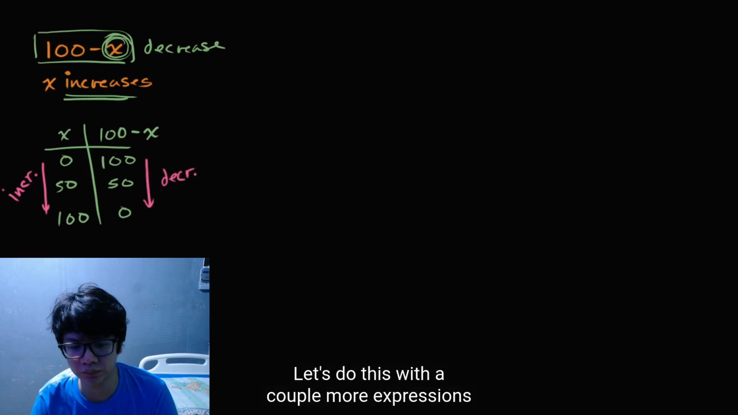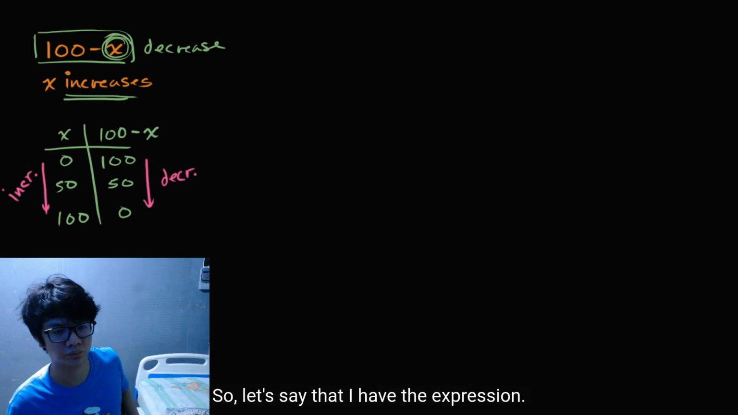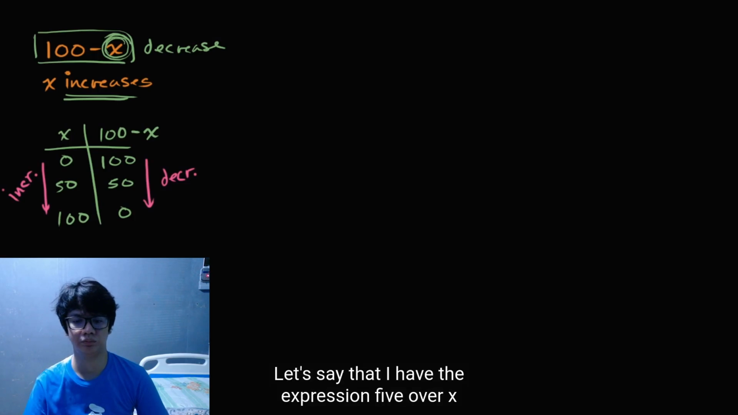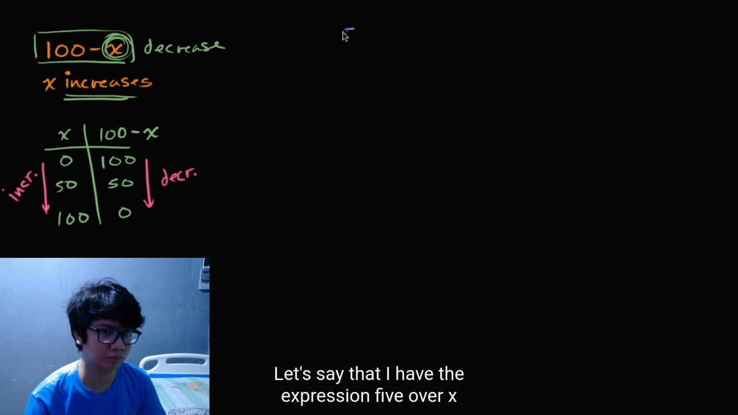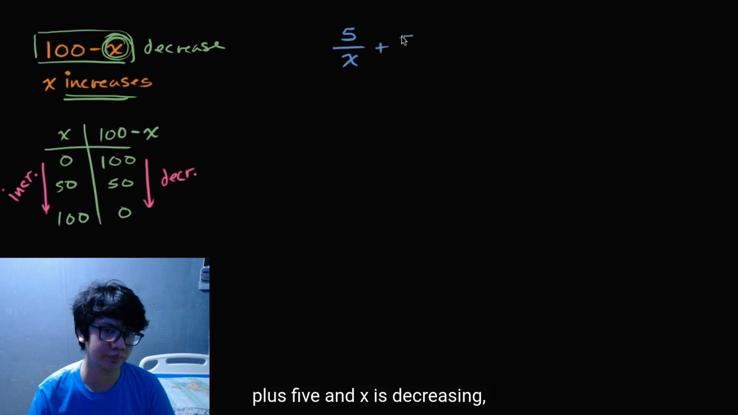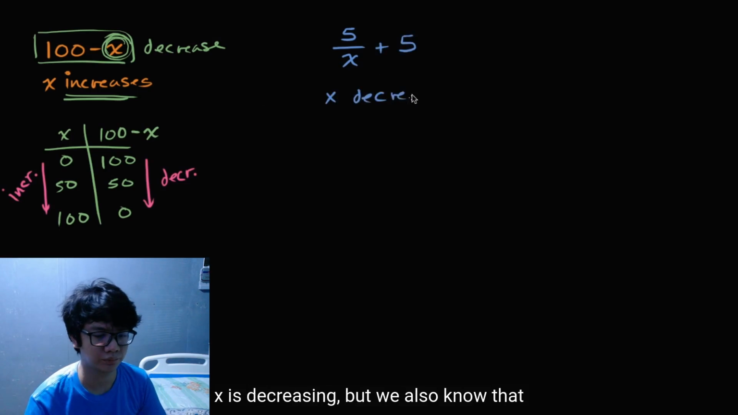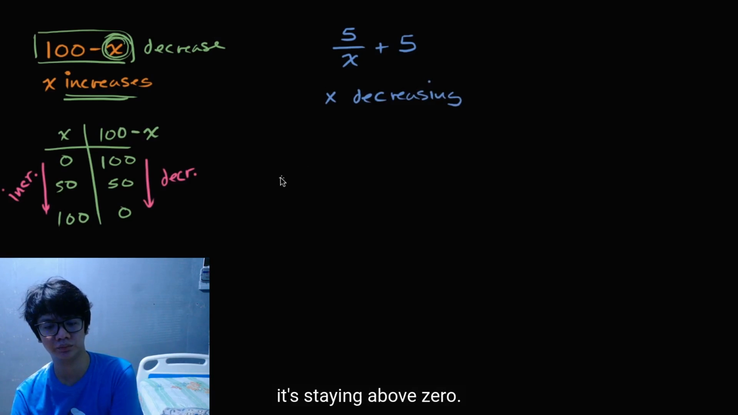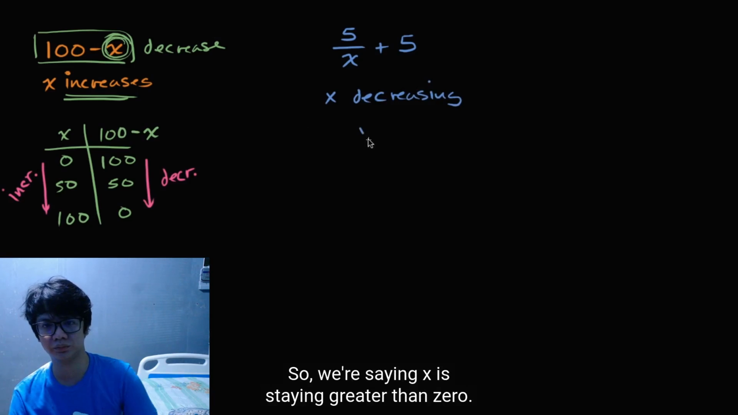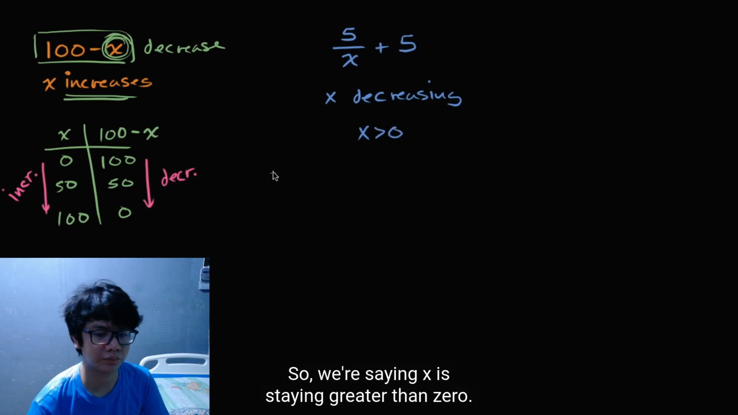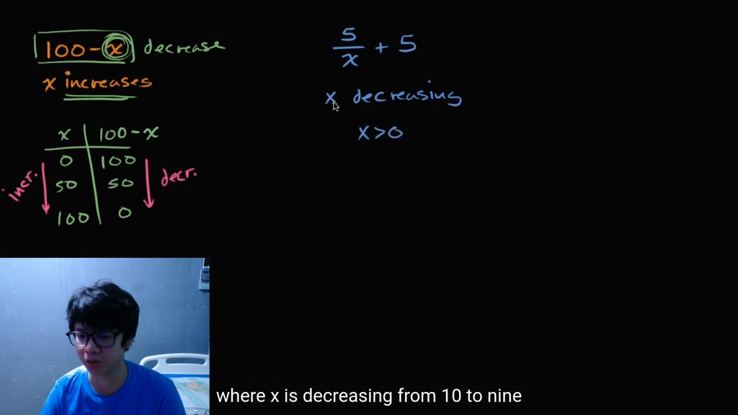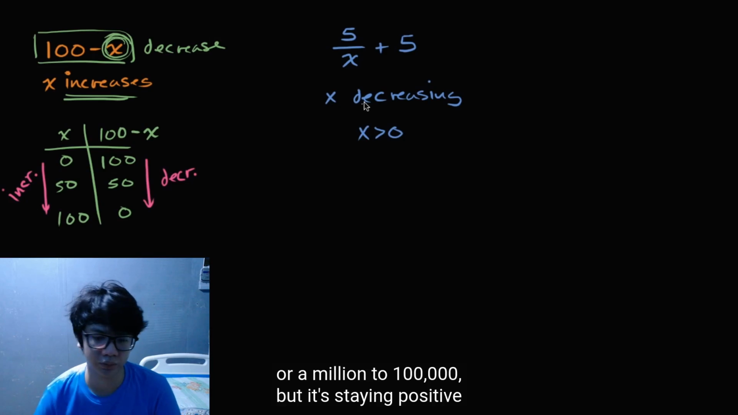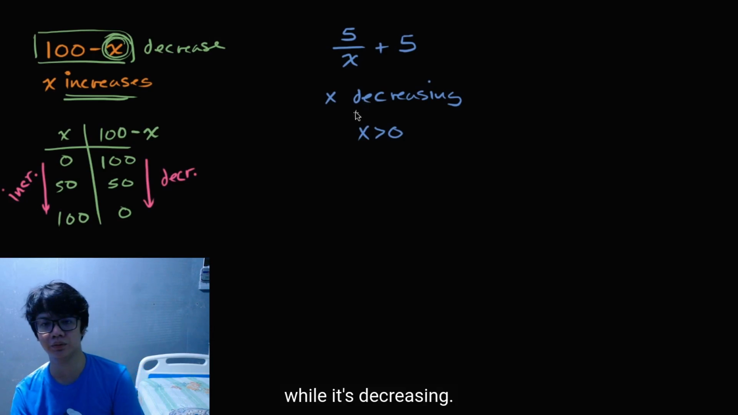Let's do this with a couple more expressions that have different forms. So let's say that I have the expression 5 over x plus 5, and x is decreasing. But we also know that it is positive, and even while it's decreasing, it's staying above 0. So we're saying x is staying greater than 0. This could be a situation where x is decreasing from 10 to 9, or 1,000,000 to 100,000, but it's staying positive while it's decreasing.